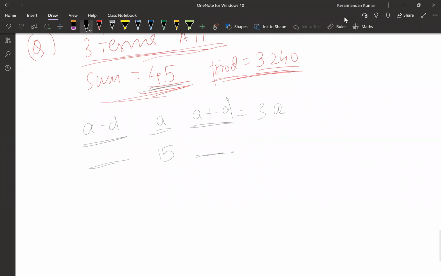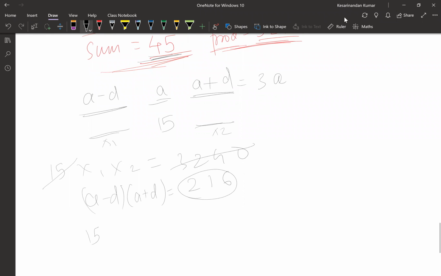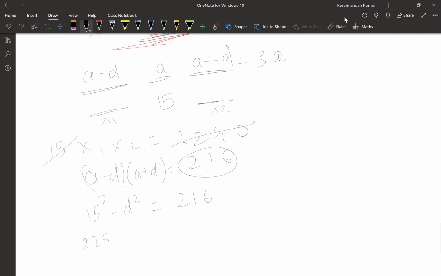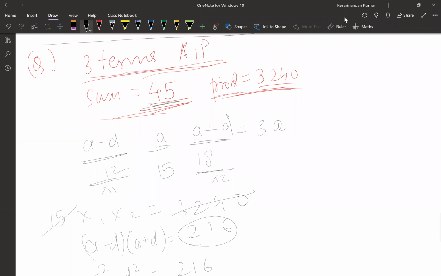Now 15, this is x1, this is x2. So 15 into x1 into x2 is equal to 3240. Let's divide. 15 twos are 30, 24, 15 ones are 15, and 15 sixes are 90. 216 is basically your a minus d into a plus d, where a is 15. So 15 square minus d square is equal to 216. 225 minus d square is 216. d is equal to 3. So you have 12, 15 and 18. Simple as that.